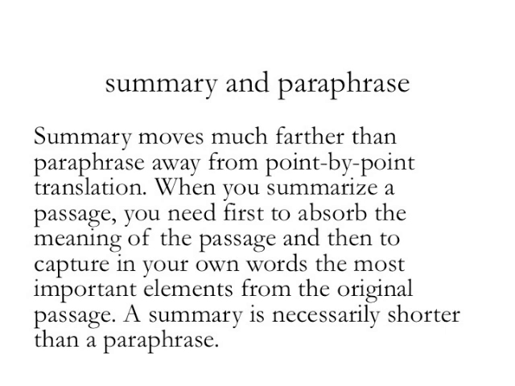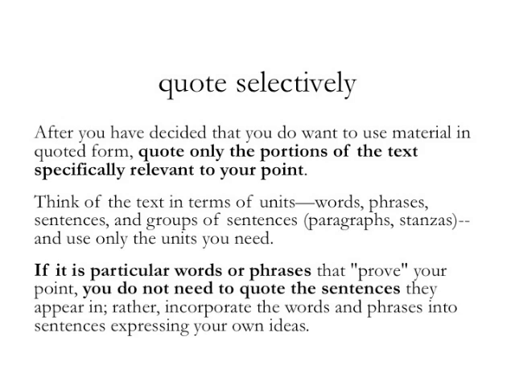As I said before, you want to summarize or paraphrase when the language of the text doesn't really matter to your point. All you're trying to make reference to is some plot point or development. You quote only when you need to make use of the language. After you've decided that you do want to use material in quoted form, quote only the portions of the text that specifically are relevant to your point. Think of the literary text that you're working with in terms of units, words, phrases, sentences, and groups of sentences in the form of paragraphs or stanzas, and use only the units that you need.